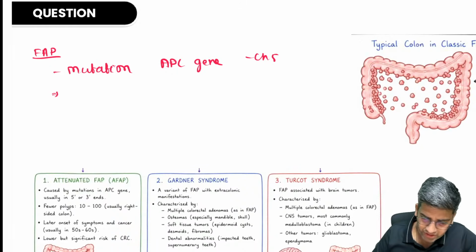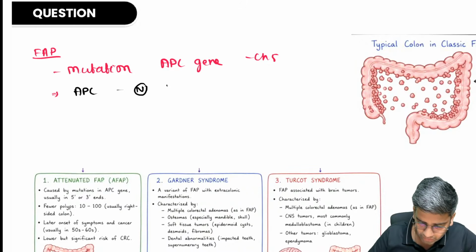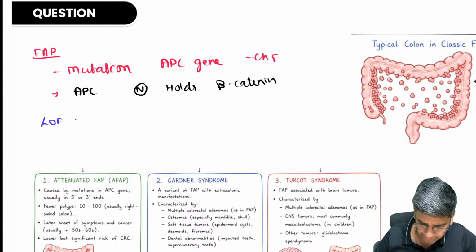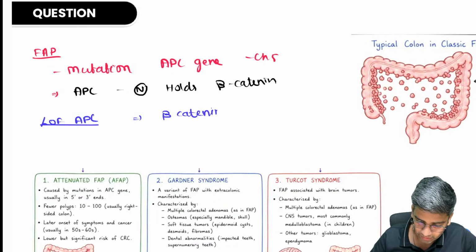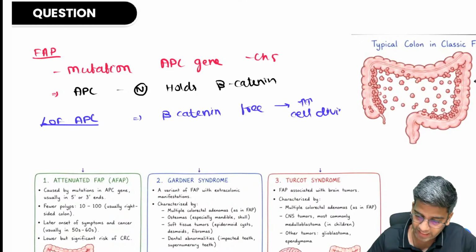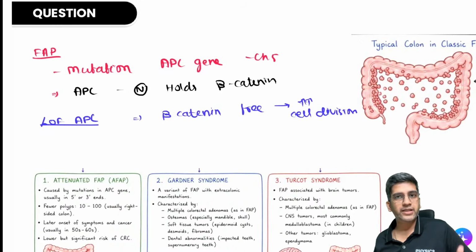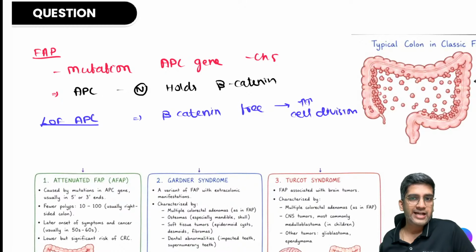So what does the APC gene do? The APC gene normally will hold beta catenin. That's how it normally works. In case of APC mutation, that is loss of function mutation of APC, this beta catenin is free, which goes to the nucleus and increases cell division. That's what happens in case of a mutated APC. That's the primary pathogenesis in your familial adenomatous polyposis, right?